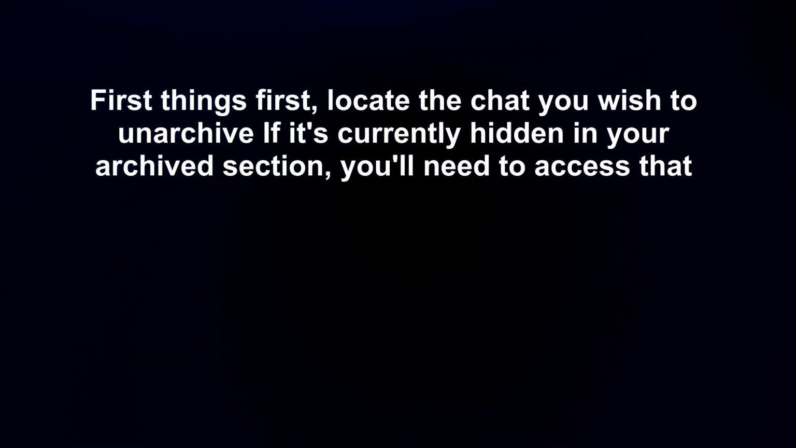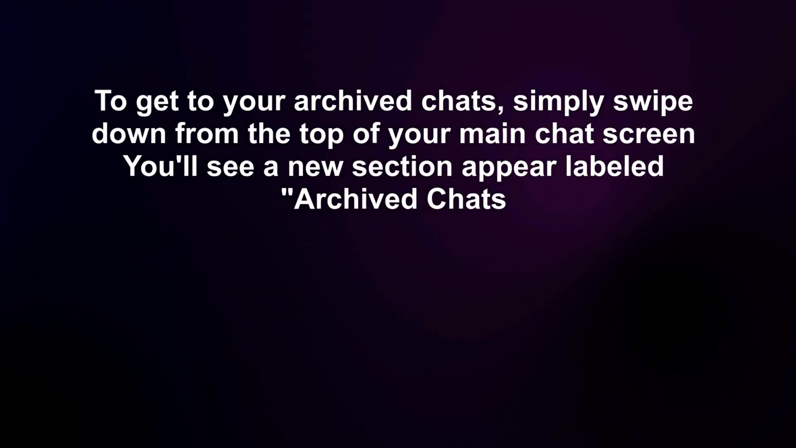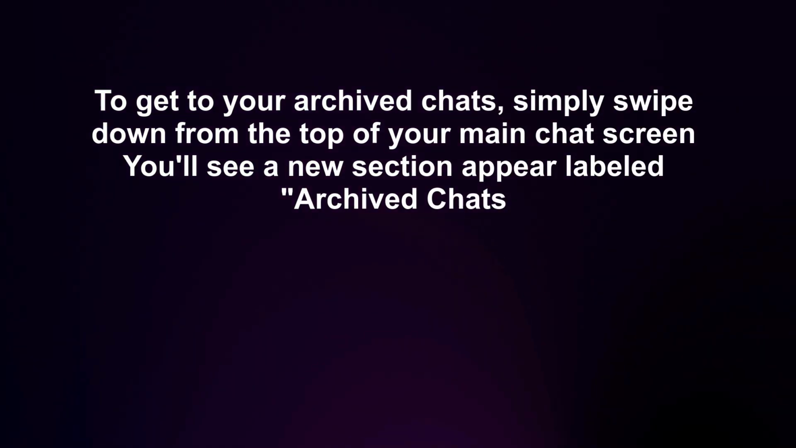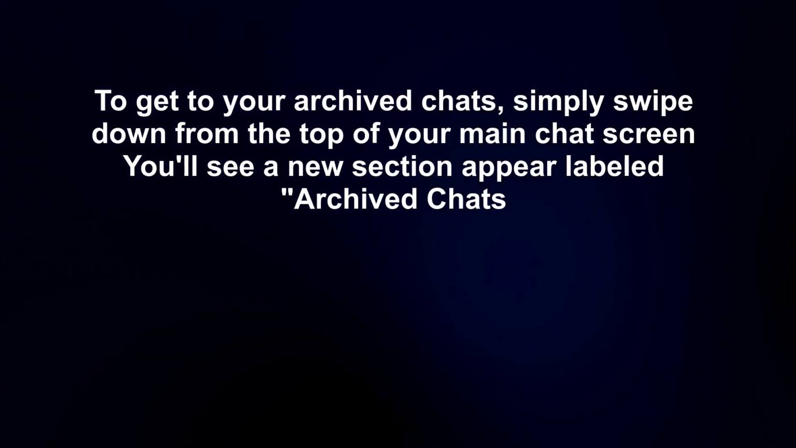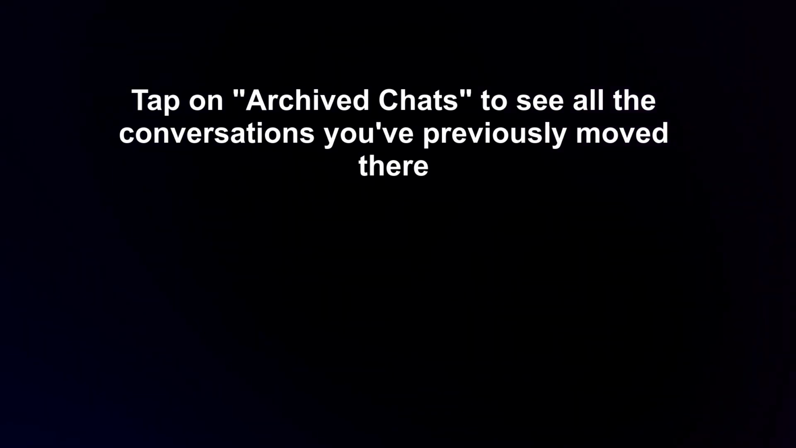If it's currently hidden in your archived section, you'll need to access that. To get to your archive chats, simply swipe down from the top of your main chat screen. You'll see a new section appear labeled Archive Chats. Tap on Archive Chats to see all the conversations you've previously moved there.